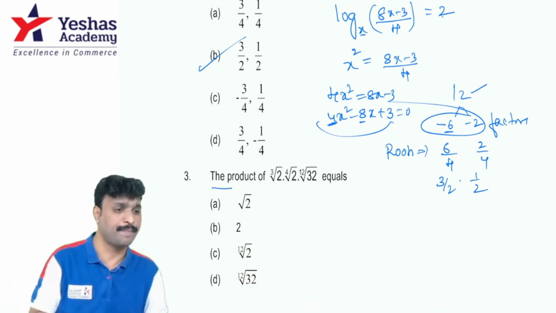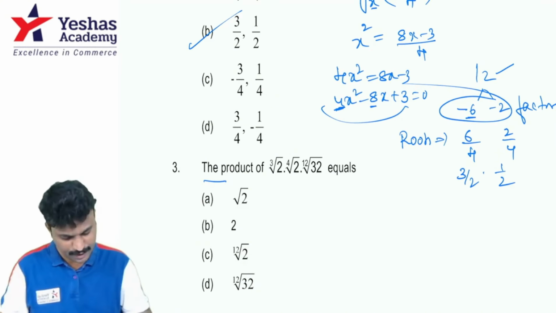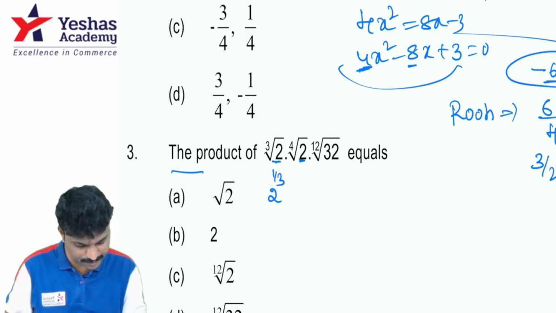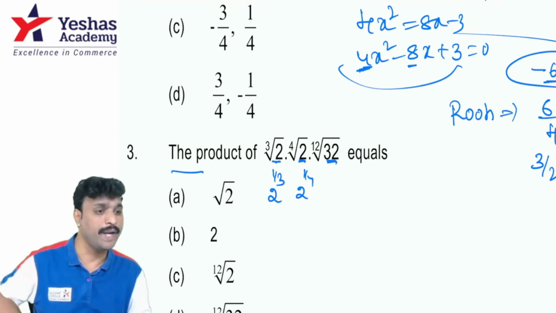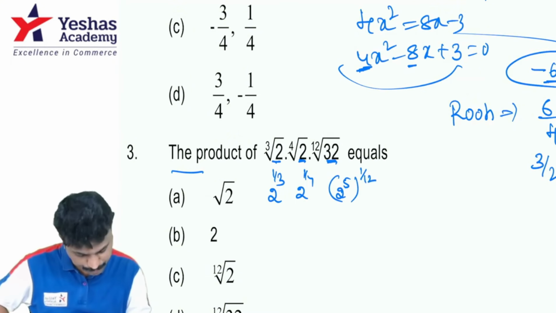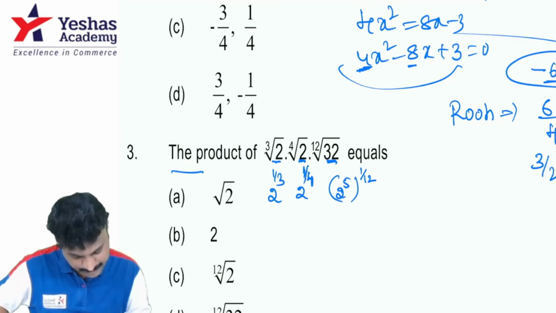Question number 3, the product of this. Everyone, so you can see this is cube root of 2, that means 2 power 1 by 3. This is 4th root of 2, that is 2 power 1 by 4. This is 32. How do I write 32? It's 2 power 5 first of all. It is 12th root, that means whole power 1 by 12. Now all the powers will get added because the bases are same now.